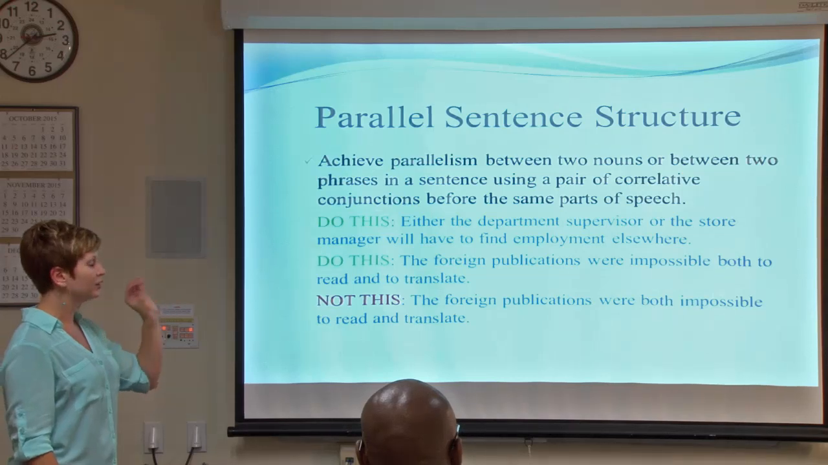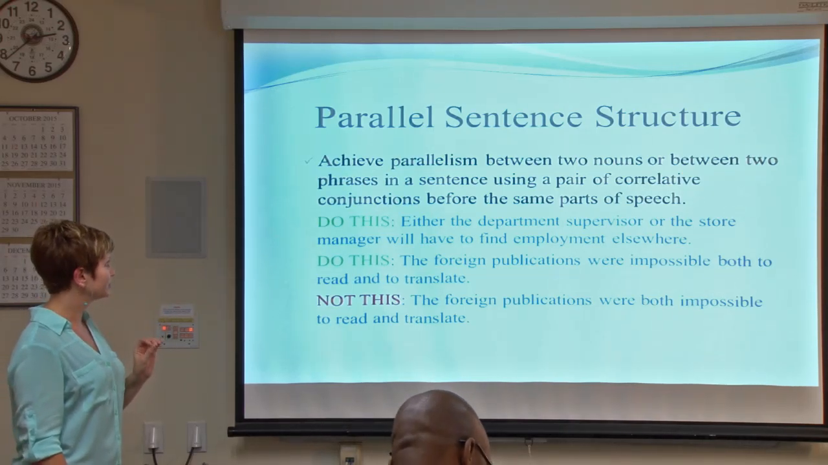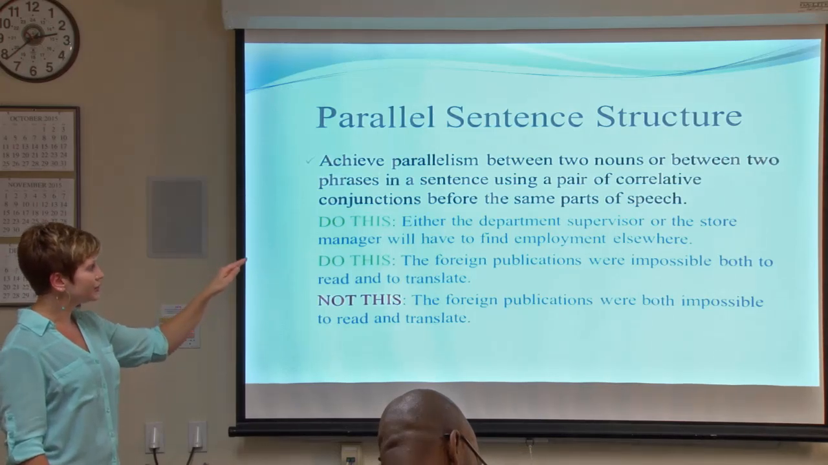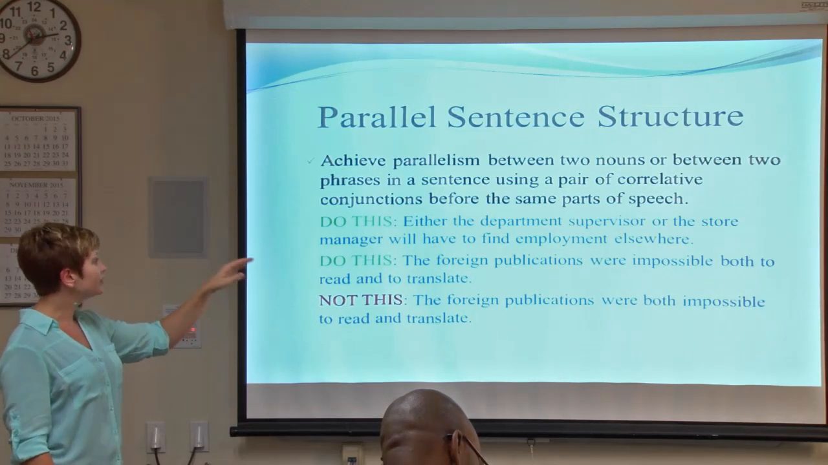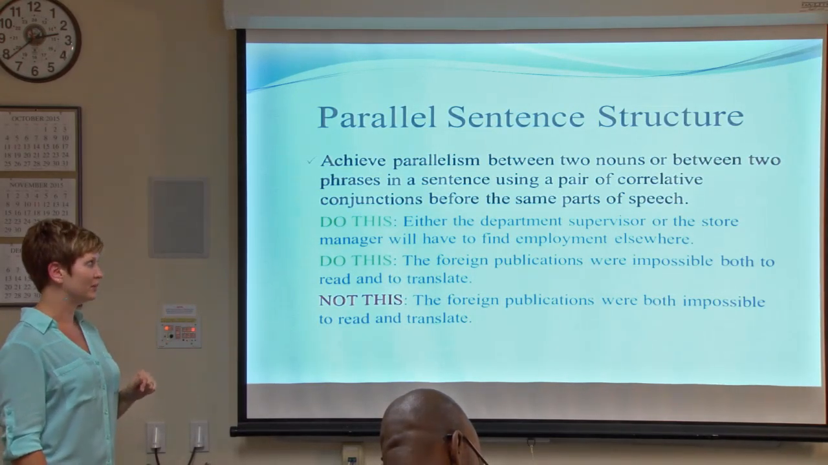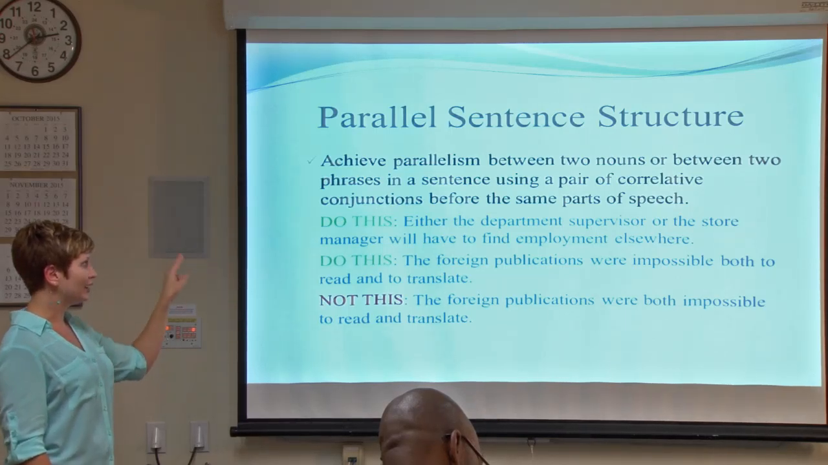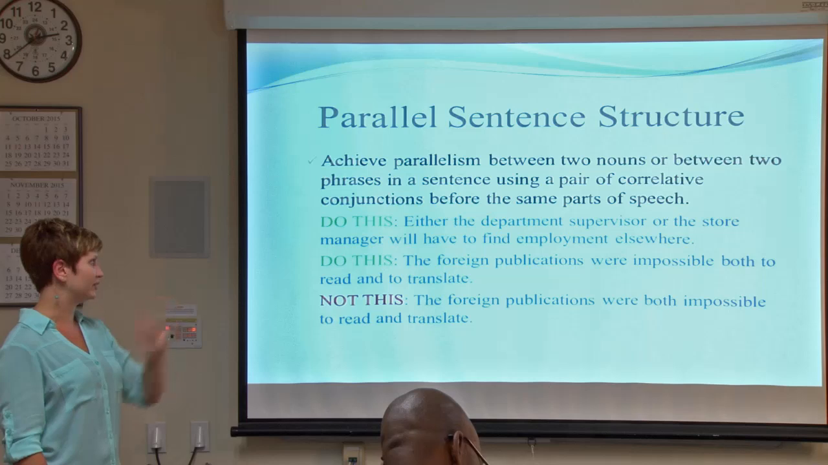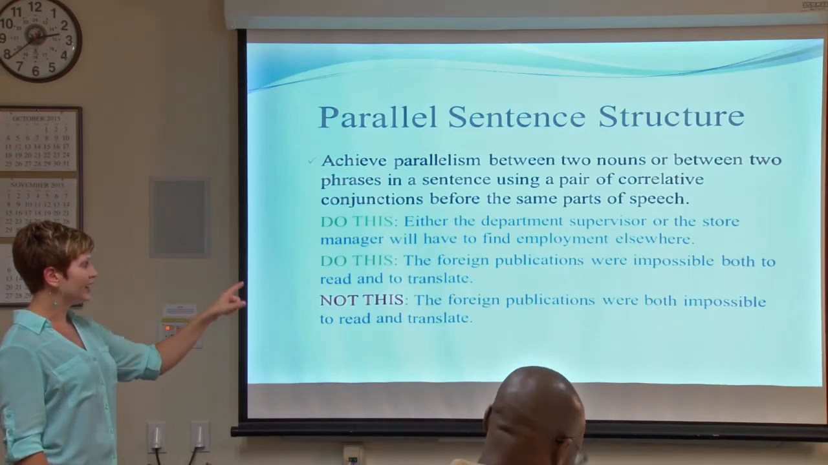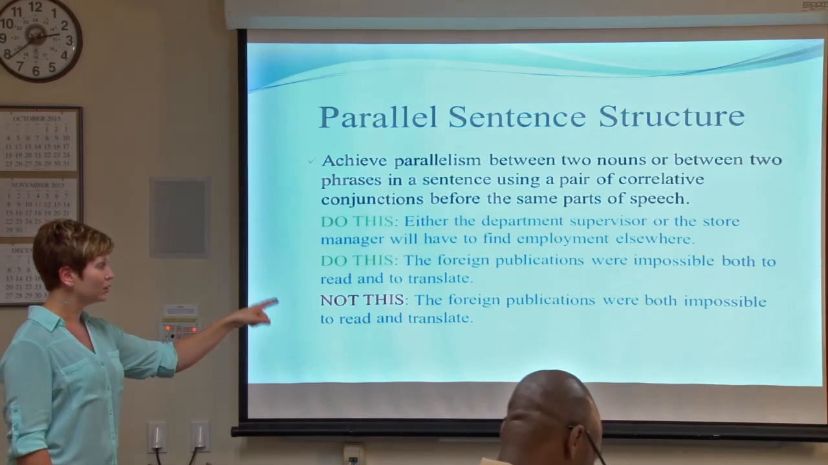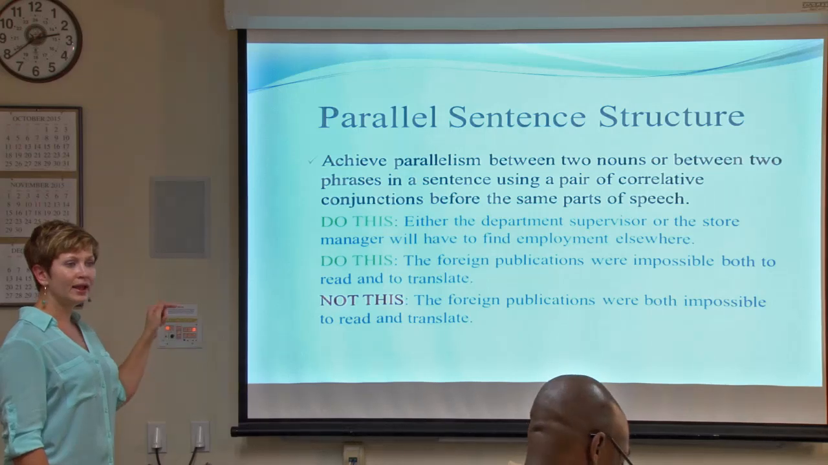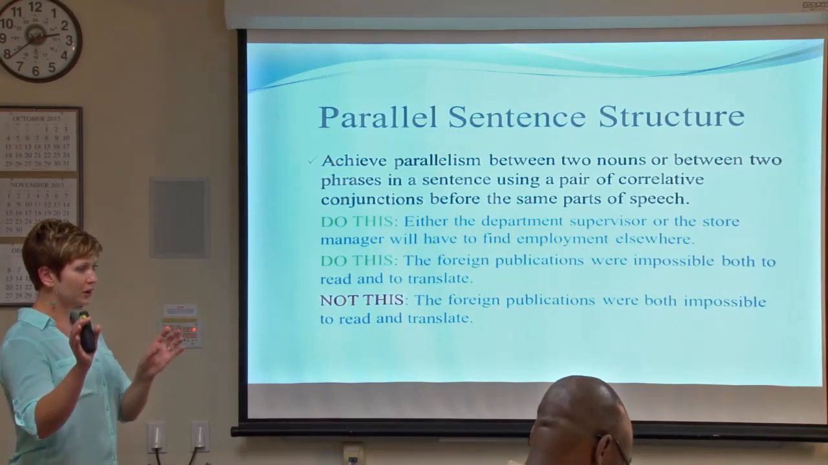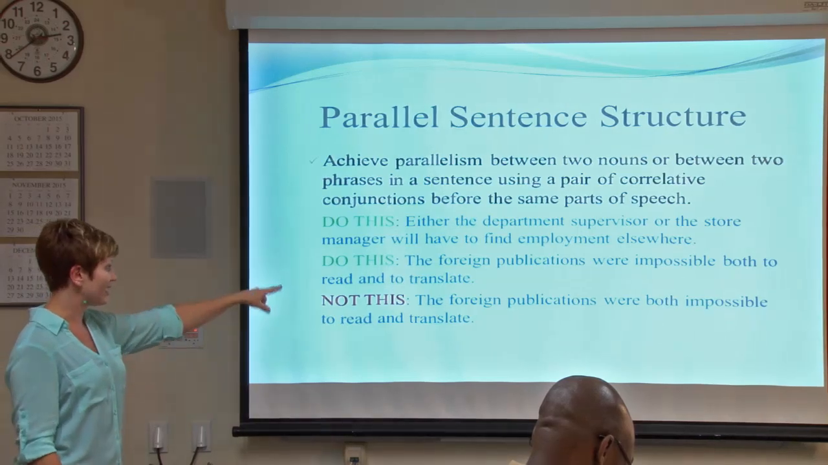Here are a couple more difficult examples. So either the department supervisor or the store manager will have to find employment elsewhere. So the either goes before one noun and the or goes before the other noun in this one. The foreign publications were impossible both to read and to translate. Here, the both is part of these verbal phrases here at the end.